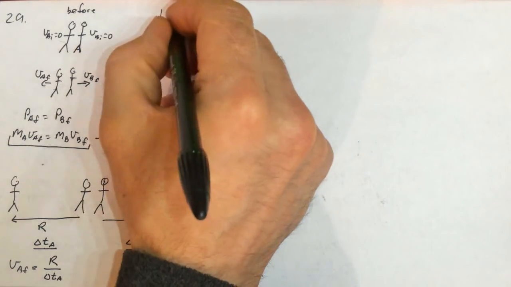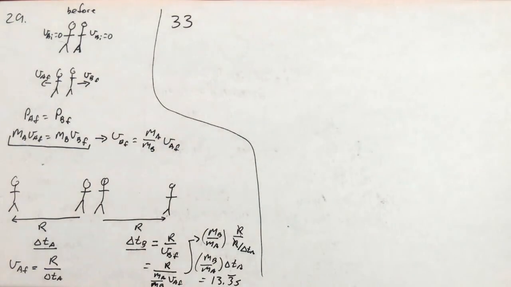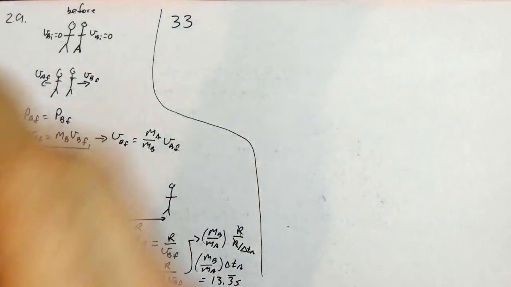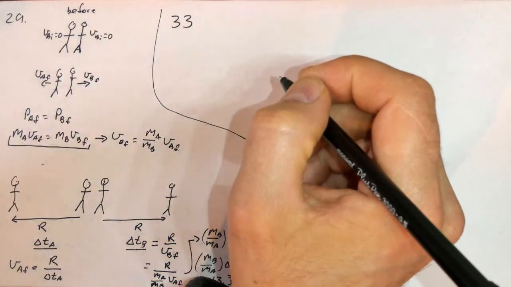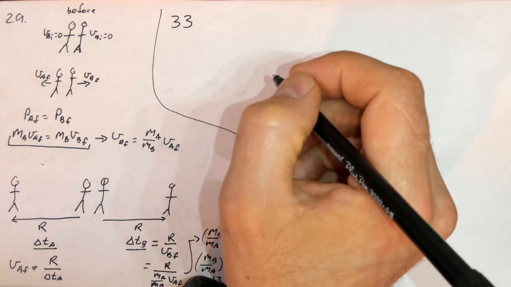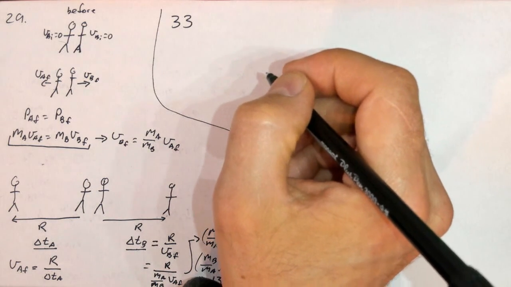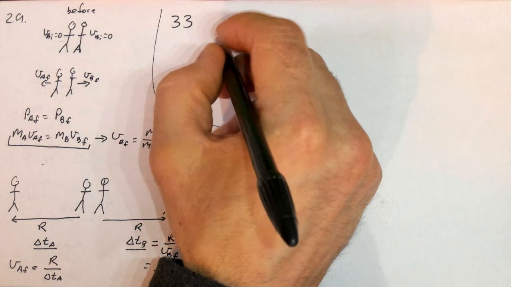Okay, last problem. Let's take a look at 33. Okay, here is a two-dimensional problem. Now, this really is nothing new from what we've done before, except you have to be careful that momentum is a vector. So we have to consider components.